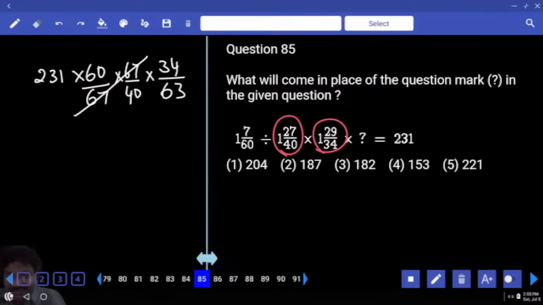67, 67 cancel. Come on. 20. 3 times. 2 times. Last digit verification can be done now. Come on. Numerator 1 into 3, 3 into 4. Denominator 2 into 3. 6 into which number ends with 2?